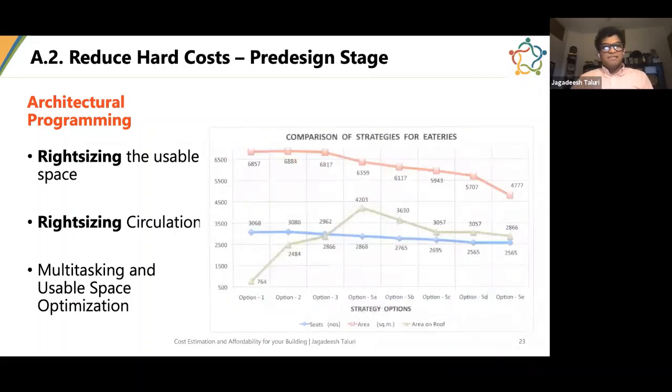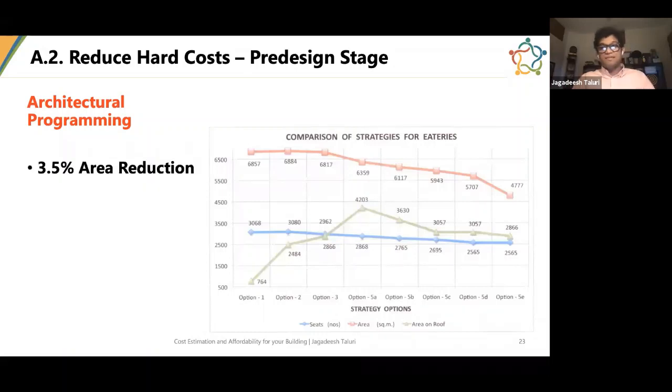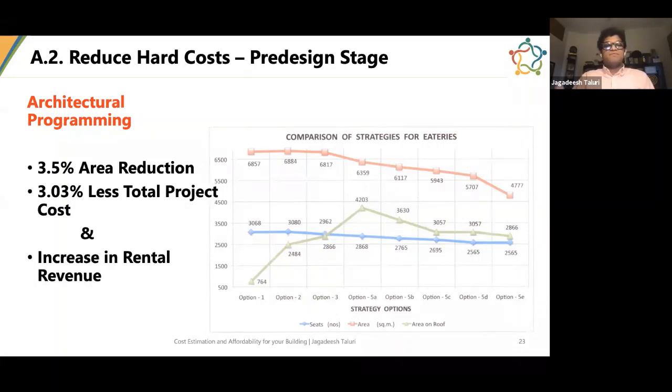Once we had done these studies, we realized that instead of using 6,857 square meters for the eateries, we can get the same functionality in 4,077 square meters. Which means we were able to reduce the total building area requirement by 3.5%, not for the eateries but for the whole building, because we are able to do more from less. If we had not built this 3.5% area, we would have reduced the total project cost by 3.03%, which is substantial. Had we built the whole project even with this, it would have resulted in increased rental revenue, because that 3.5% of area got added to the leasable area.